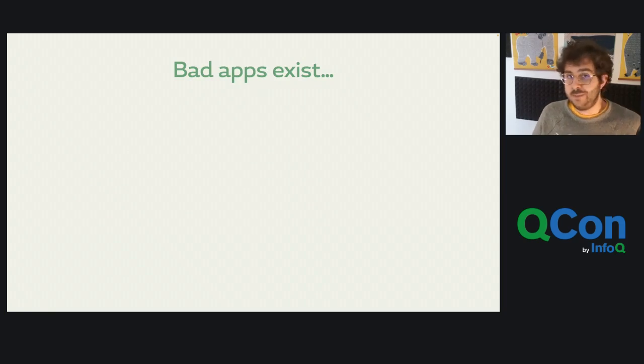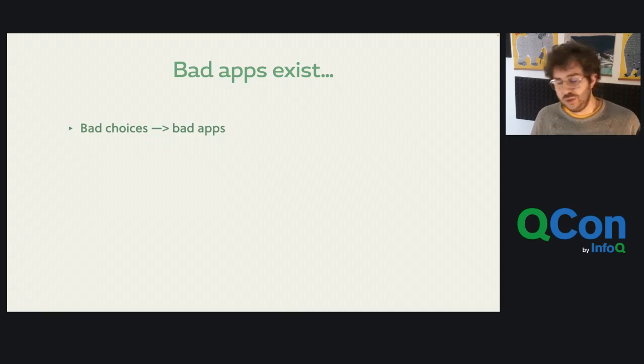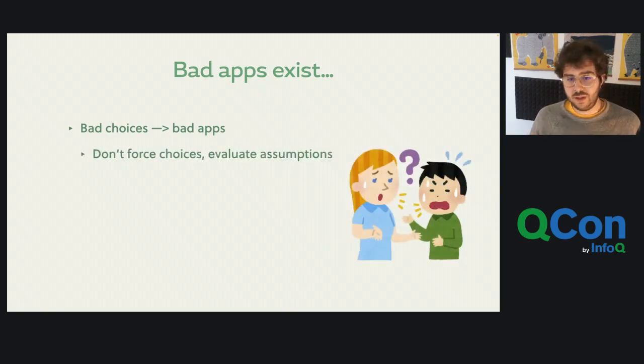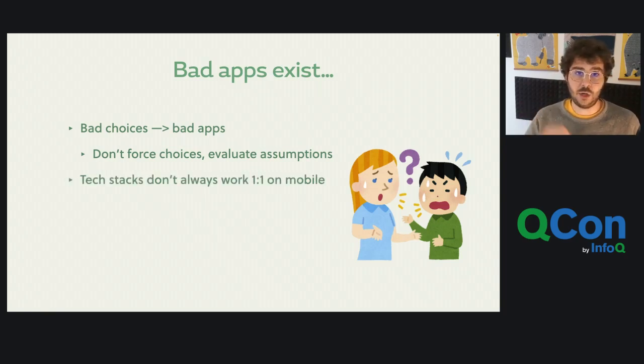Now, because bad apps exist, well, this is obviously all good and dandy, but then things still happen that we wish didn't, but they do anyway. And the reason why most bad apps exist, in my opinion, is that there were some bad choices behind them. In particular, someone decided to force some choice, made some bad assumptions, and a very common bad assumption that I see is that the existing technology stack in the company will work for mobile just as well as it works for web. But that's not always the case.